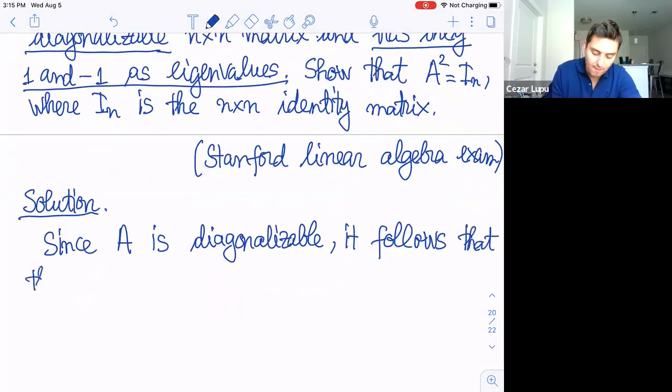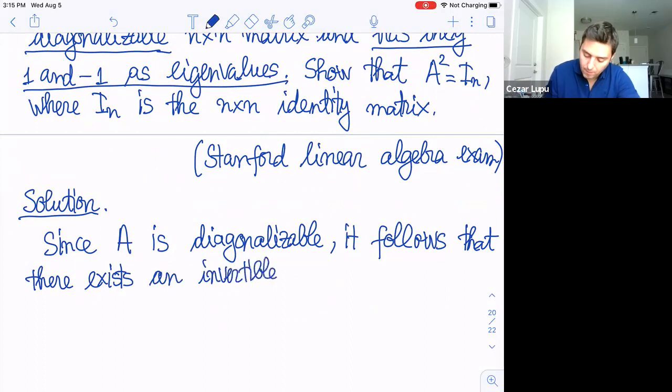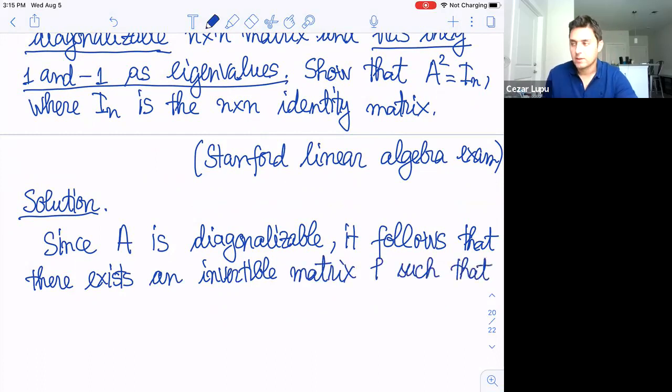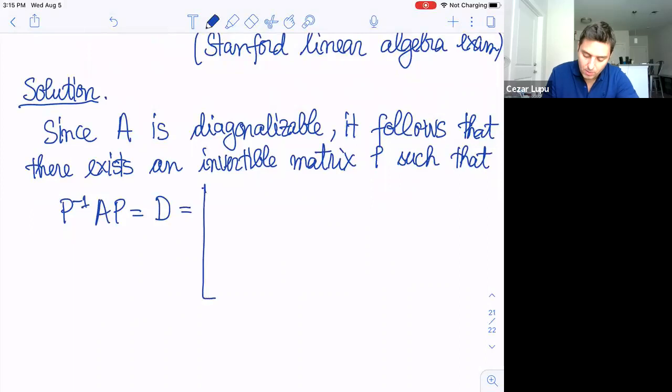This means that there exists an invertible matrix P such that P inverse times AP is this matrix D, which is a diagonal matrix. And moreover, D will have here the eigenvalues, lambda 1, lambda 2, lambda n.